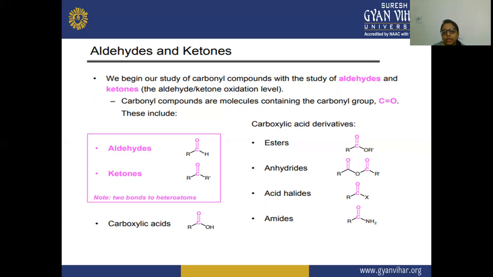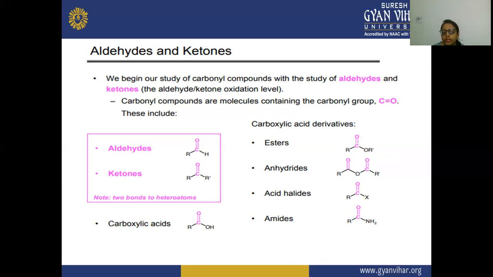So in your carboxylic acid, you can see that one side is attached to your oxygen and hydrogen, and the other side is attached to your alkyl group. So here, in this carboxylic acid, this carbon is attached to your OH group, and on the other side it is attached to your alkyl group. Next is your carboxylic acid derivatives.